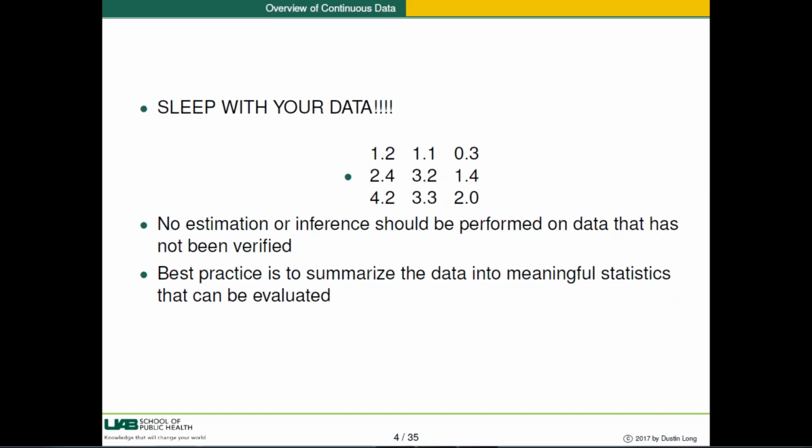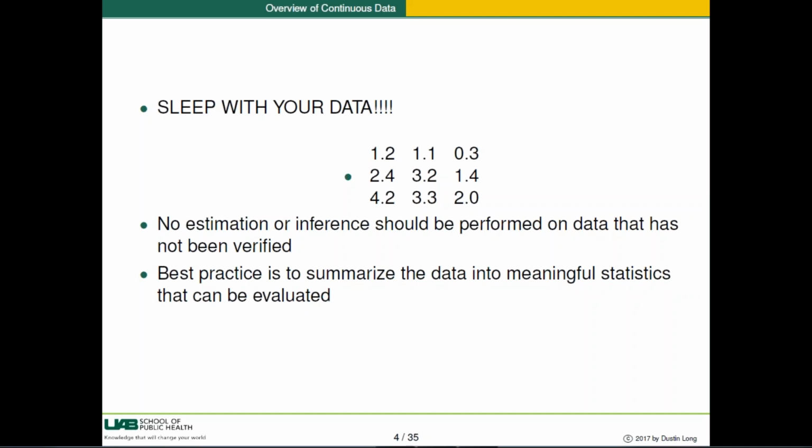And that's where these kinds of diagnostics, or sleeping with the data, can come in. Because anytime you can make your model better or your data better, you should do it, especially when it's something as easy as going and finding out how the data were collected. No estimation or inference should be performed on data that has not been verified. So you want to make sure that everything is correct.